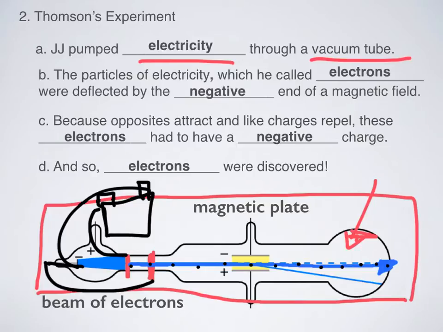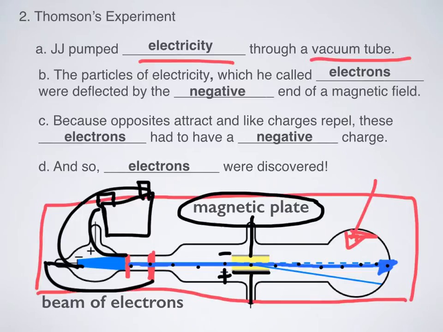So what he did, which is ingenious here by the way, is he decided to add a magnetic plate. And so this magnetic plate has a positive and a negative part to it. And that's what's in that picture at the bottom. And make sure, by the way, you label your drawing in your notes.